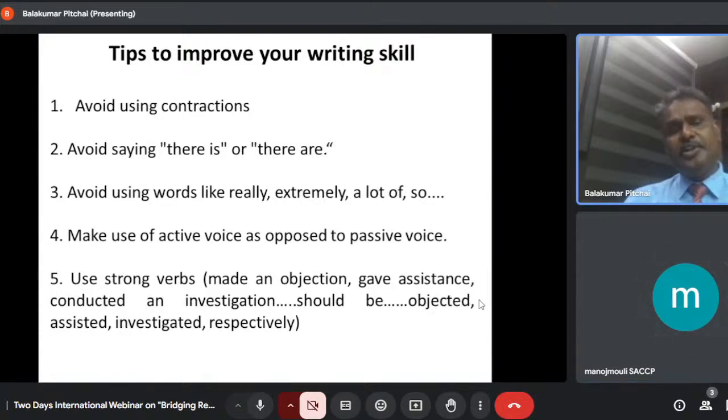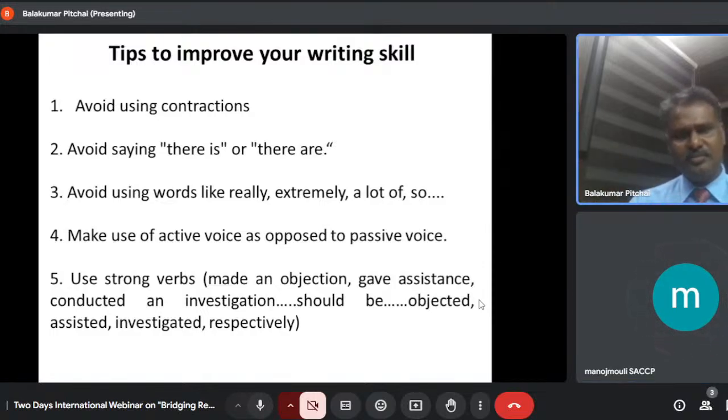While writing the manuscript, you should always avoid contractions. Contractions mean shouldn't, wouldn't, couldn't, can't. Such contractions should be strictly avoided. Also avoid saying "there is" or "there are a number of studies." Why start with "many studies"?